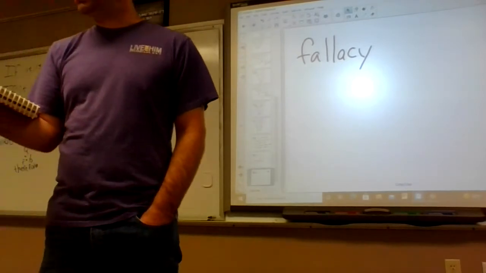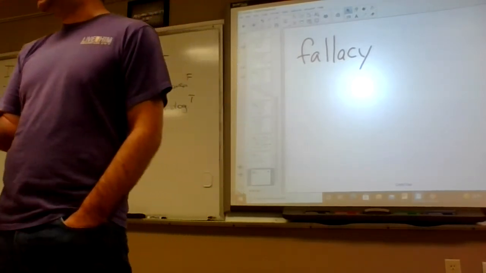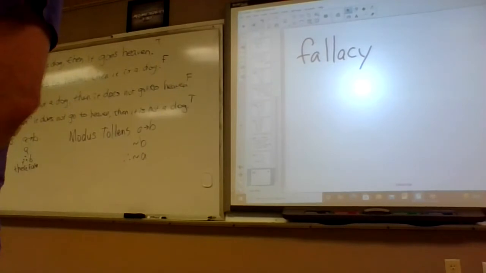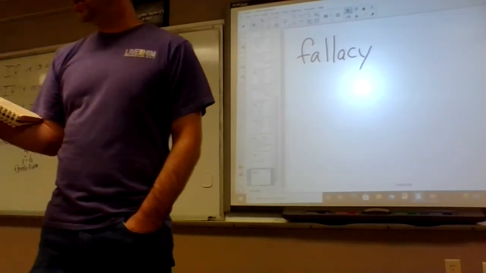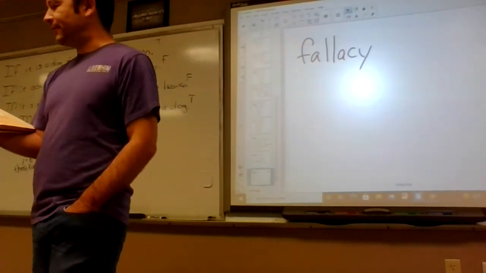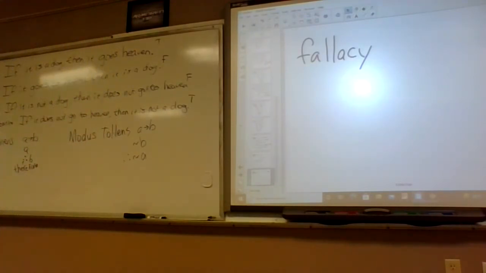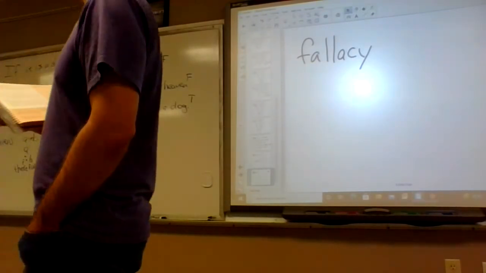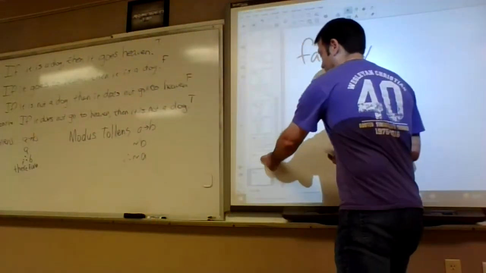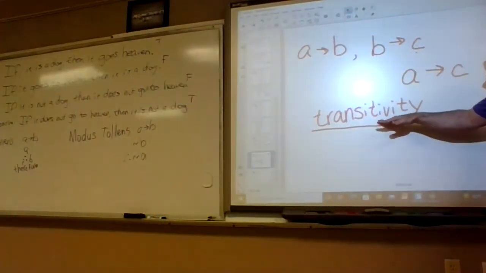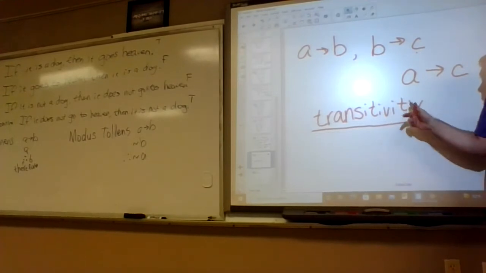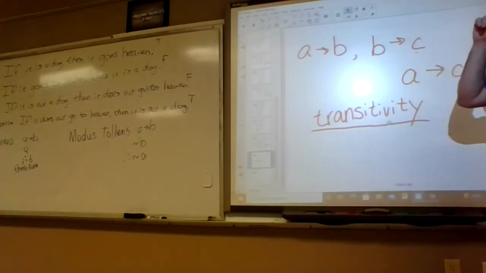number 7, classify each deductive argument as modus ponens, modus tollens, or transitivity. Number 7 says, if A then B, and if B then C, therefore A then C. That's transitivity. If you don't know how to spell it, it's in the directions.